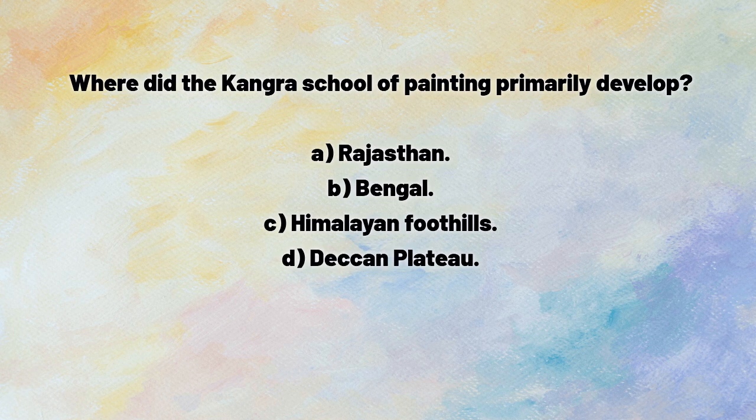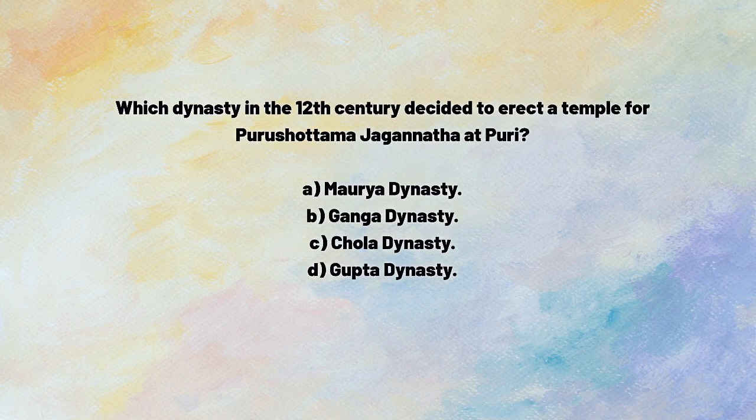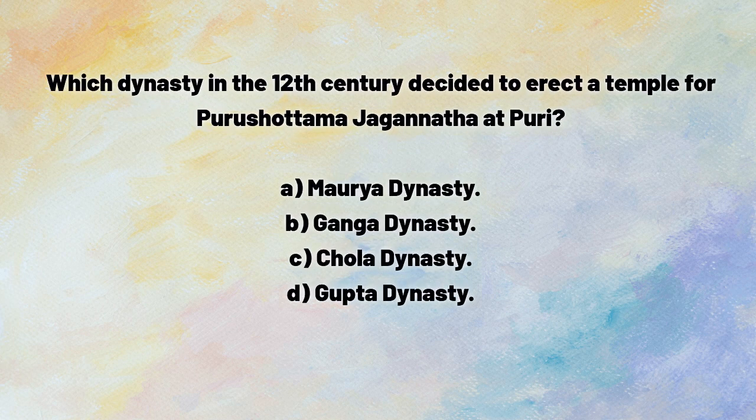Where did the Kangra school of painting primarily develop? A. Rajasthan, B. Bengal, C. Himalayan foothills, D. Deccan Plateau. Answer. C. Himalayan foothills.